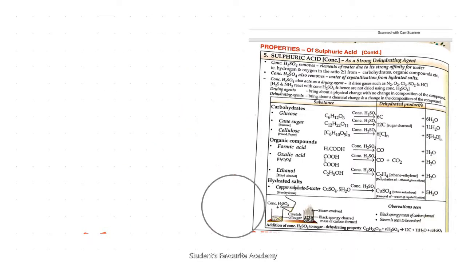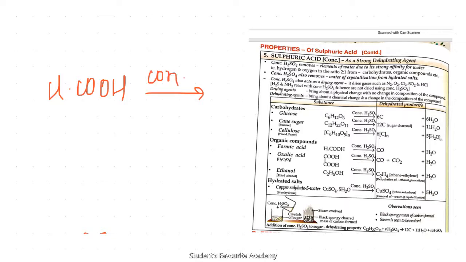Then we move to the next one, children. Similarly, what is formic acid? It is the acid that is found in ants. When we are passing concentrated sulfuric acid to this, what is being liberated is carbon monoxide, and the water part is getting dehydrated. Means it is getting absorbed. The sulfuric acid has high affinity and therefore it is getting absorbed.